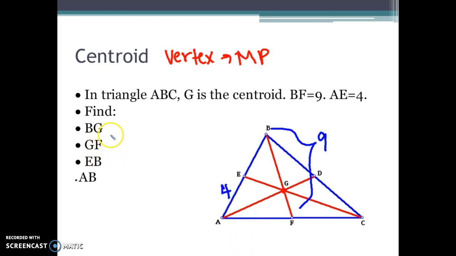All right, so first I want to find BG. Well, my way of remembering is to say that the whole thing is 3x, the long side is 2x, the short side is x. So for this case, the whole thing is 9, so 9 divided by 3 is 3. So my short side is 3, and then 2 of the short sides is 6. So BG is 6, and then GF is 3. Okay, I know that a median connects vertex to midpoint, so that means that these two pieces are the same. So if AE is 4, that means EB is also 4, and that whole side has to be 8.